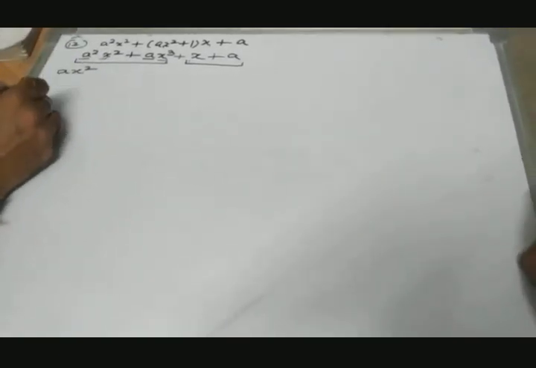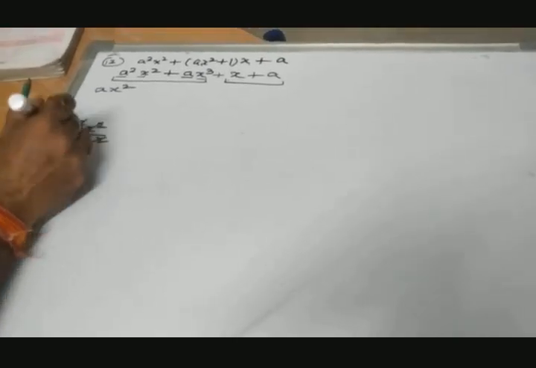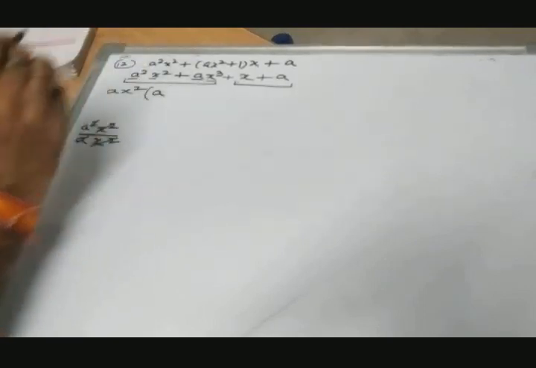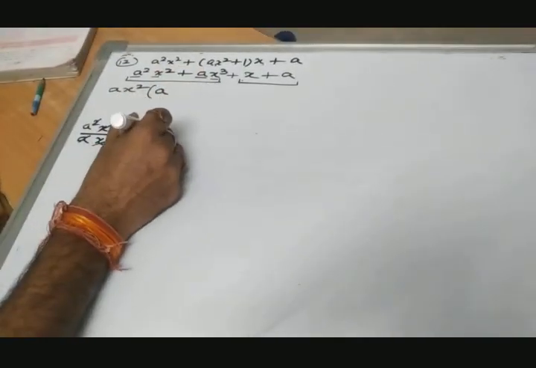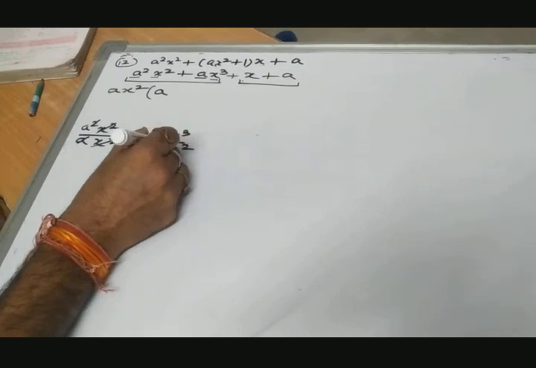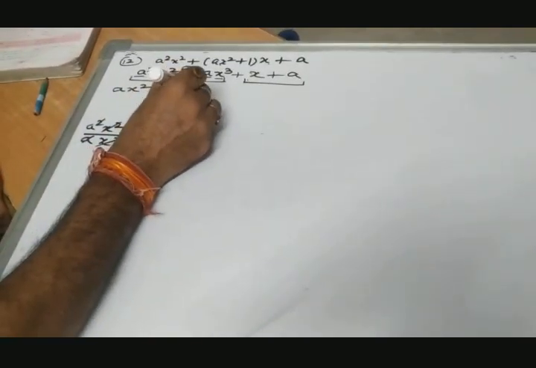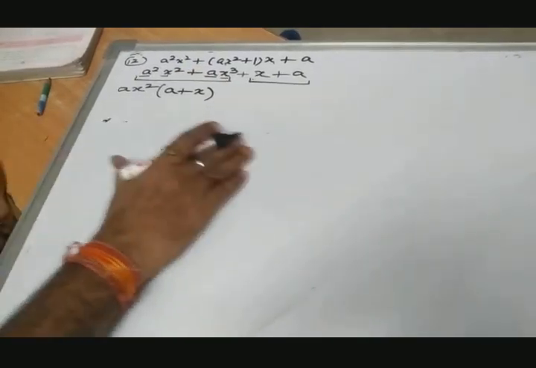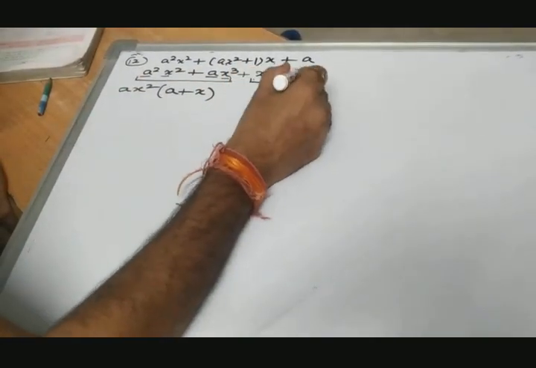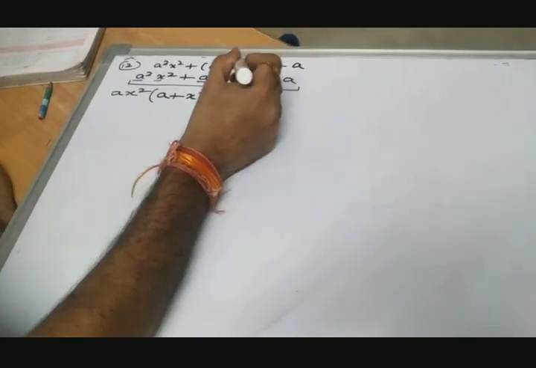When we divide a²x² by the common term ax², a and a cancel, x² cancels, and the answer will be a. Now the second term is ax³. When we divide by the common term ax², a and a cancel, x³ and x² cancel, and the answer will become x. Now here, x and a, no term is common.